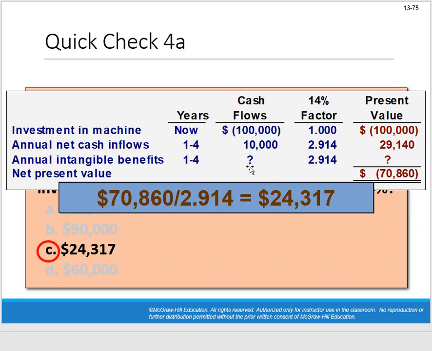Now, keep in mind that intangible benefits don't have an actual dollar amount, but they're saying that if we had to put it into dollars, the intangible benefits that we're experiencing from this new drafting machine need to be about $24,000 a year to make this investment worth it. So management will have to decide if they think it's worth $24,317 worth of happiness per year.